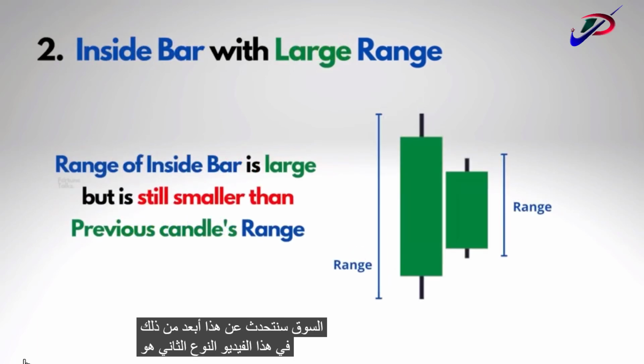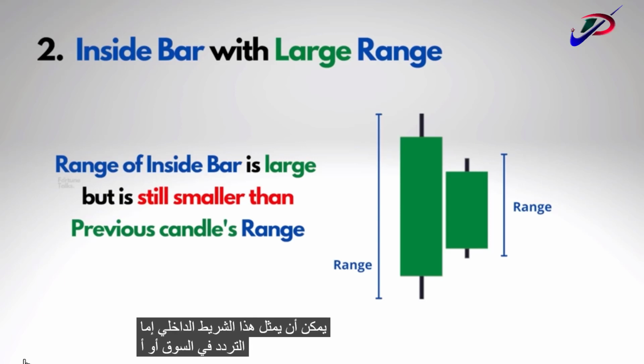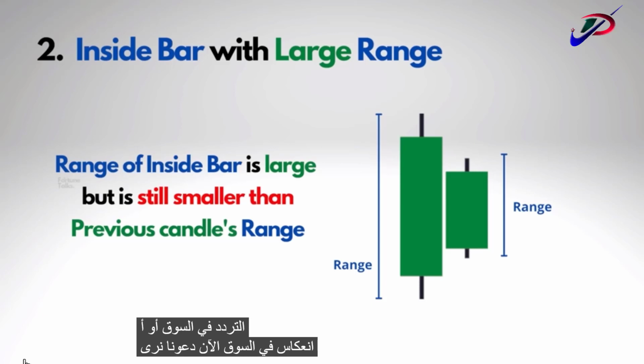The second type is the inside bar with a large range. Now you can have an inside bar with a large range. So this is still an inside bar as the range of the candle is covered by the prior candle or the previous candle. But in this case, you will notice that the range of the inside bar is too large. Now, depending upon the close of the inside bar, this could either represent an indecision in the market or a reversal in the market. Now let's see an example each for the long range candles of these types.